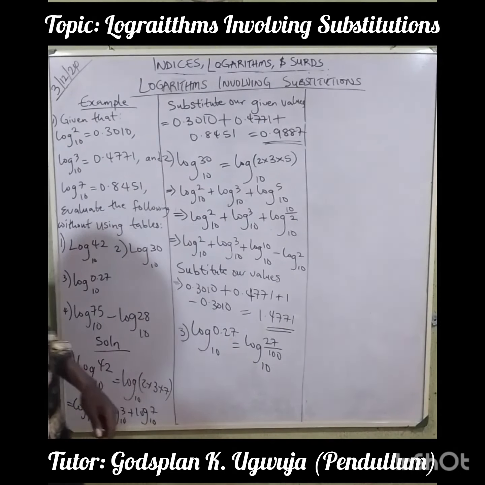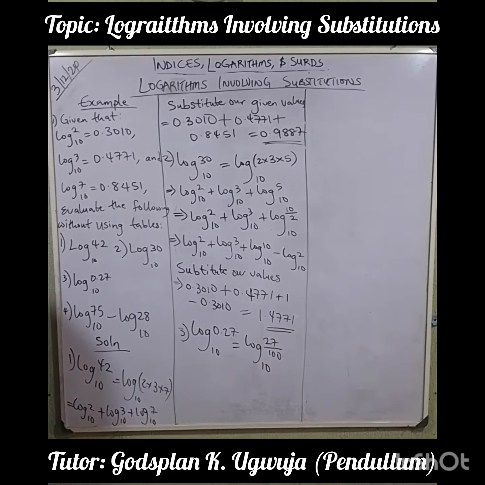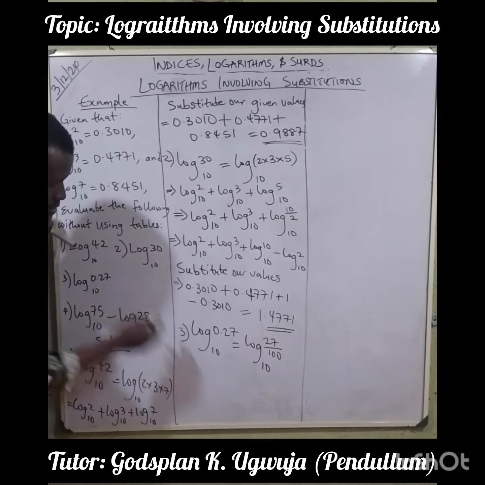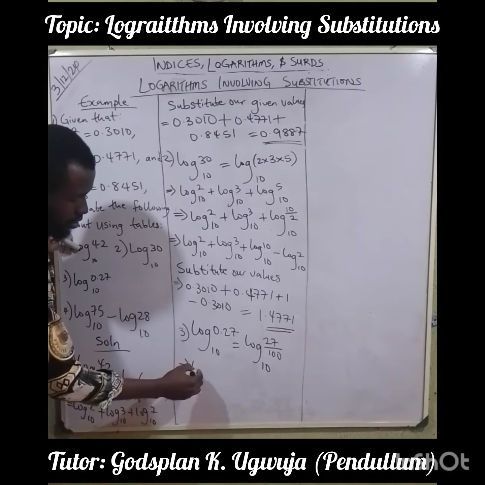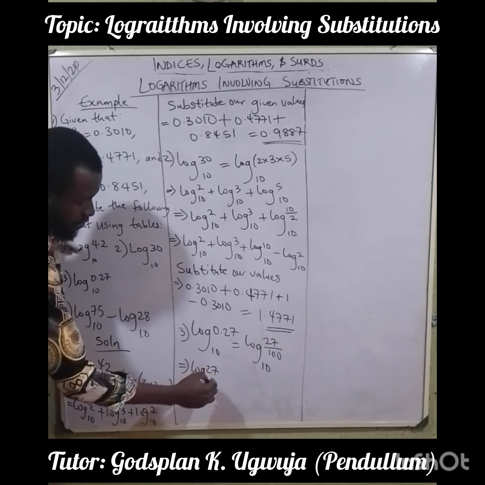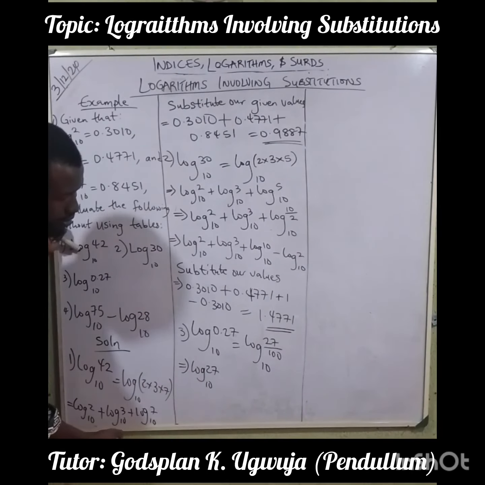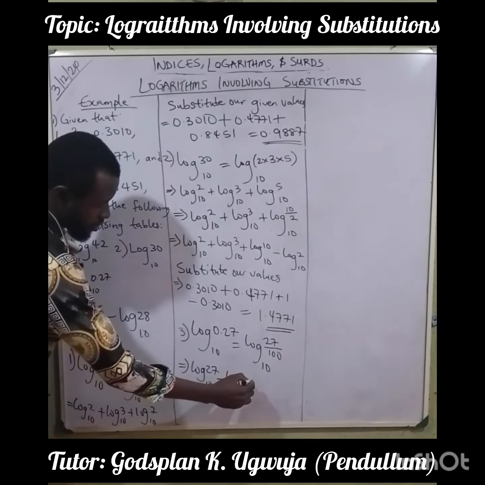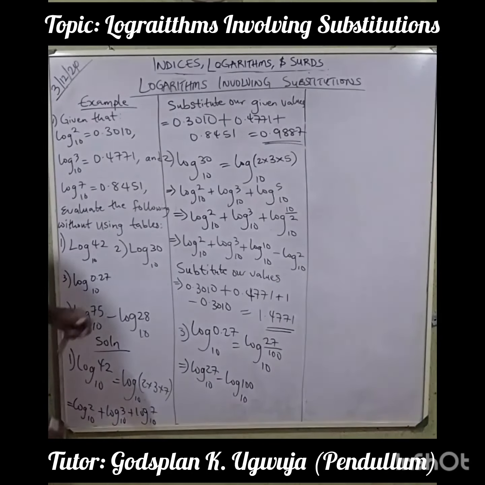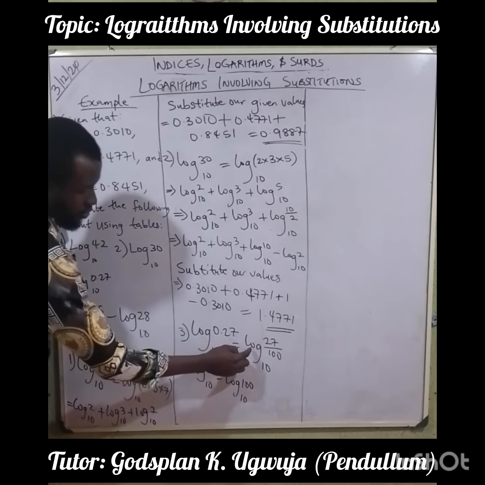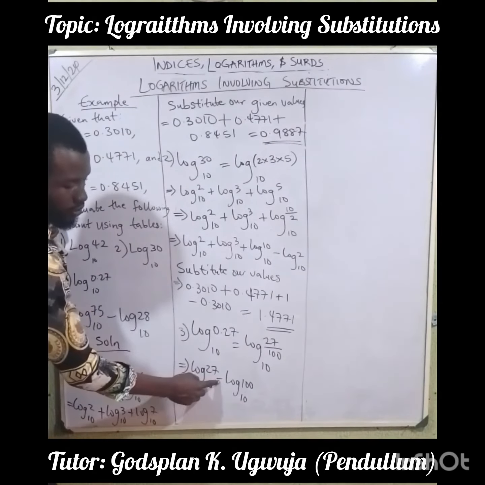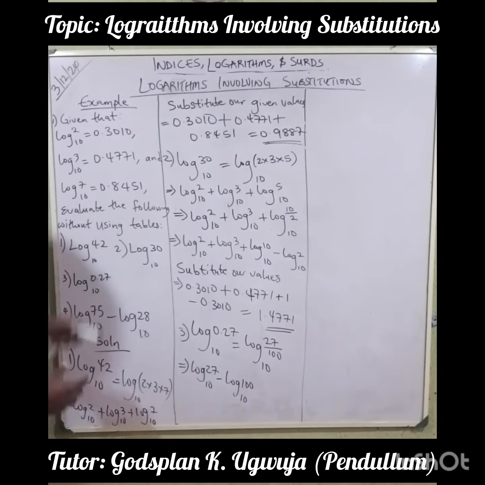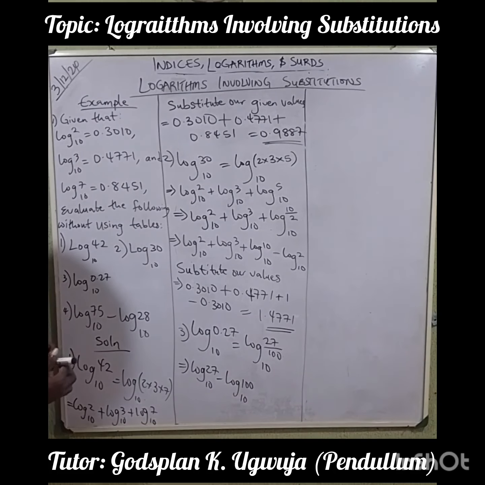Now, let's go on. If I separate this, I'm going to have log 27 base 10 minus log 100 base 10. If I expand it, log 27 base 10, division is minus, log 100 base 10. Okay, now what do I do here?